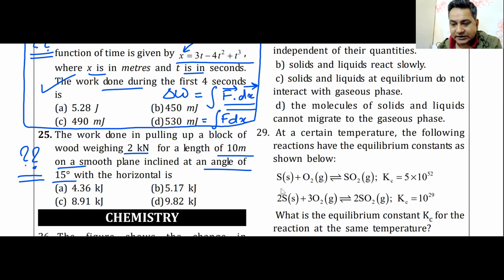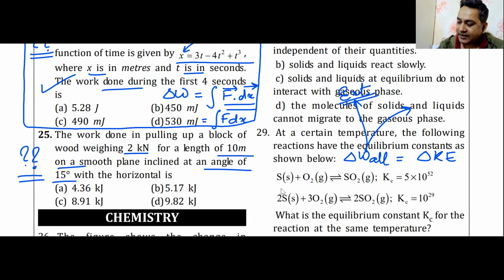Now, remember what we did in the last class? We did that work done by all forces is equal to change in kinetic energy. Do we remember this? Can I have some raised hands that we understand this? Work done by all forces is equal to change in kinetic energy. Now here, when I talk about all forces, there are only two forces. What are the two forces? One is the force with which I am lifting it, I call it the external force, and the other force is gravity.